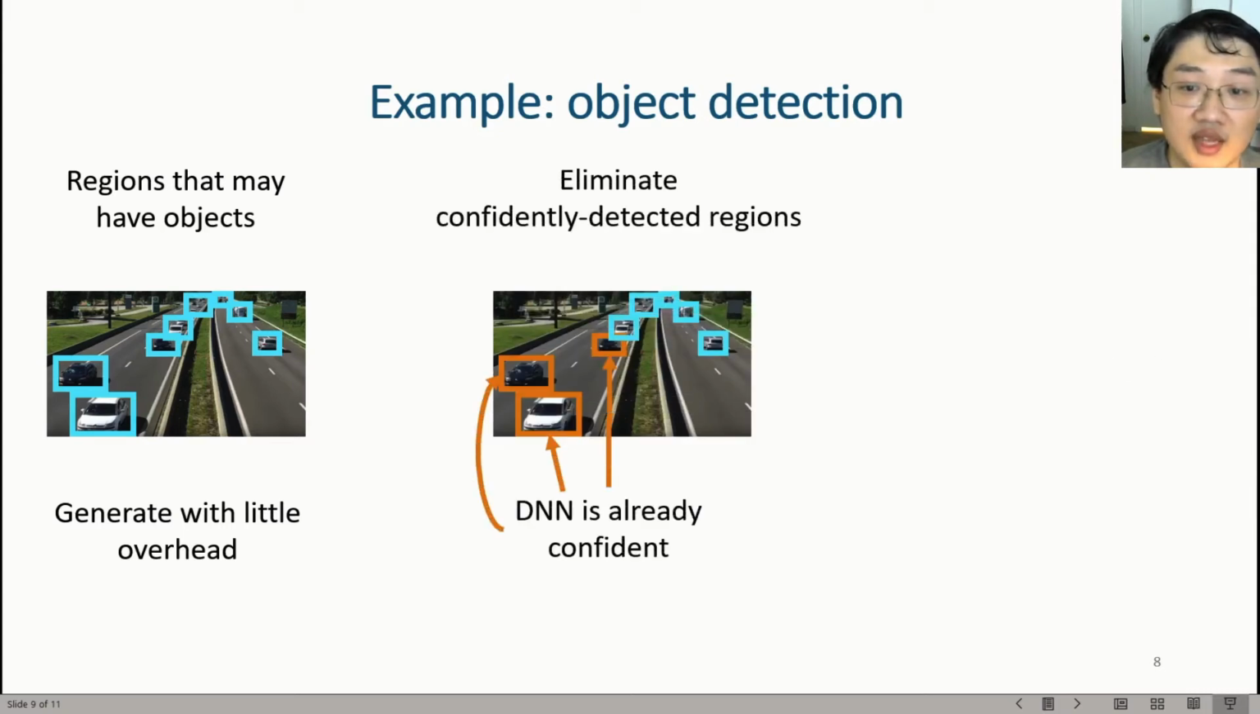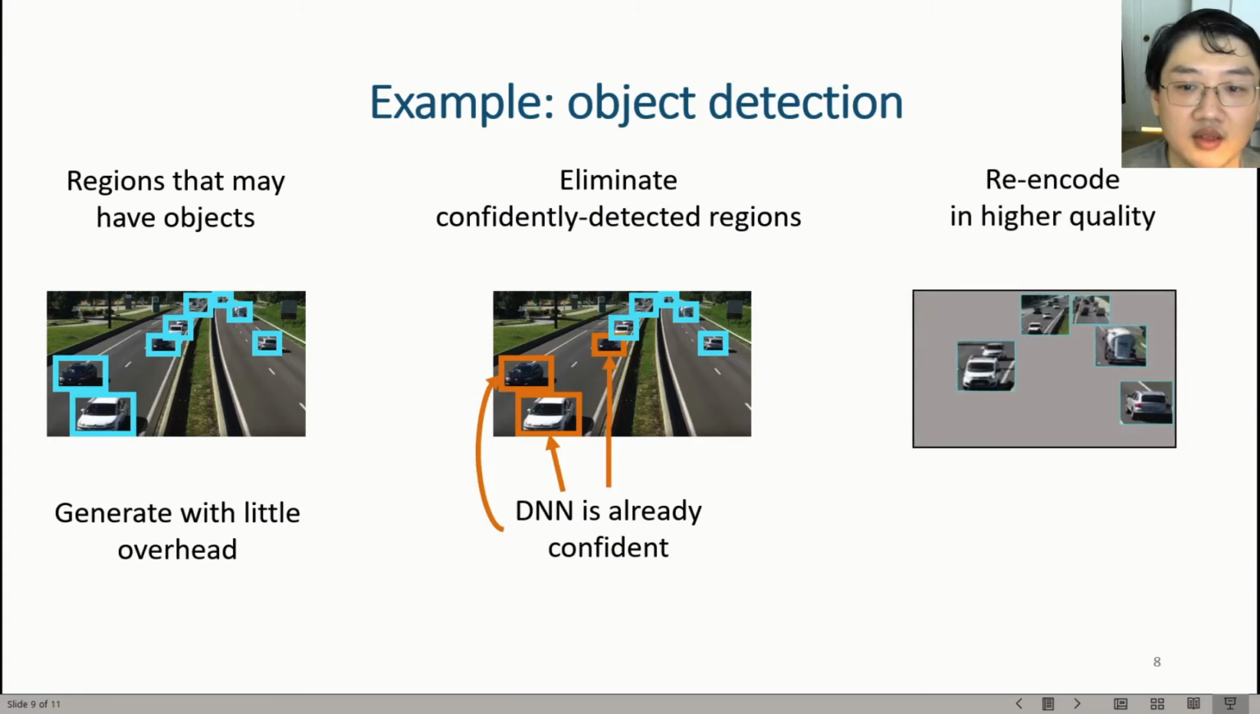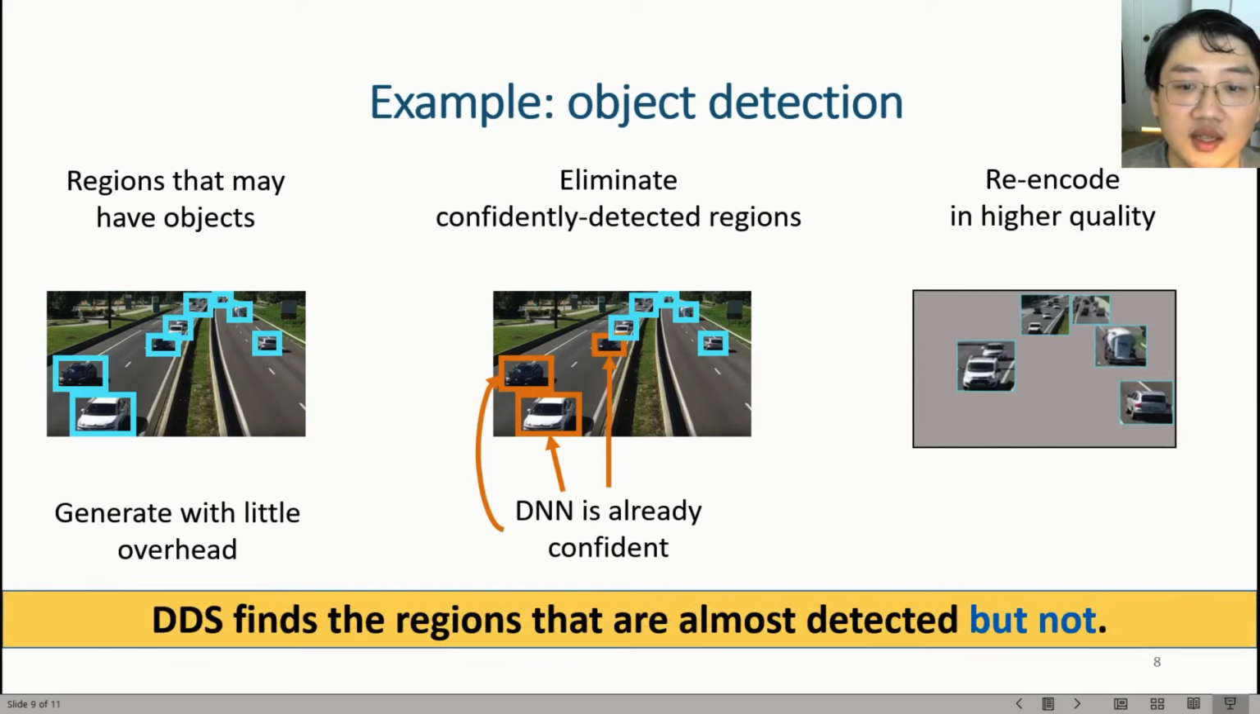Second, we eliminate those regions that are already confidently detected by the DNN. So in the figure, 3 orange bounding boxes are eliminated since the DNN is already confident about them. Third, we encode these regions in a higher quality. In short, DDS finds the regions that are almost detected but not. This "but not" is a key differentiator between previous works and DDS. Previous works pursue a complete coverage of objects, but DDS covers a subset of objects that are not detected.